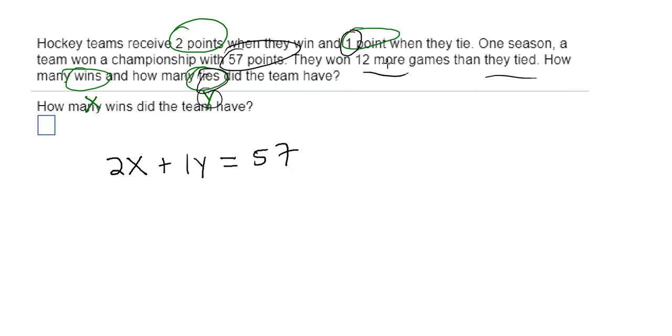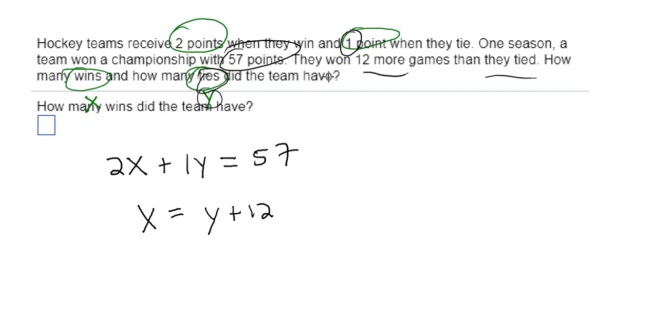They won 12 more games than they tied. All right, so the number of games they won, which we're calling X, is 12 more than however many they tied. So if they tied Y games, which is what we're calling the number of ties, and add 12 to that, that will tell me the number of wins that they got, right? Because they won 12 more than they tied.